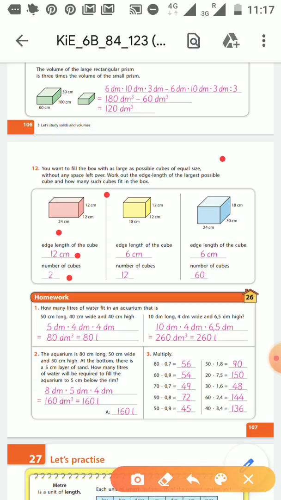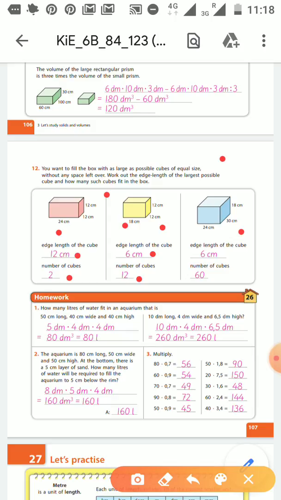Because remember, we want the largest size cube possible. You can fit smaller size cubes, but it's got to be the largest possible. This is a bit tricky. 8, 12, 12. We can't use 12 again, because if we did two 12s across, it would be 24, wouldn't it? And it's only got 18. So the next number divisible by all these three numbers is 6. And you can fit 12 6 centimeters cube in that sort of box.